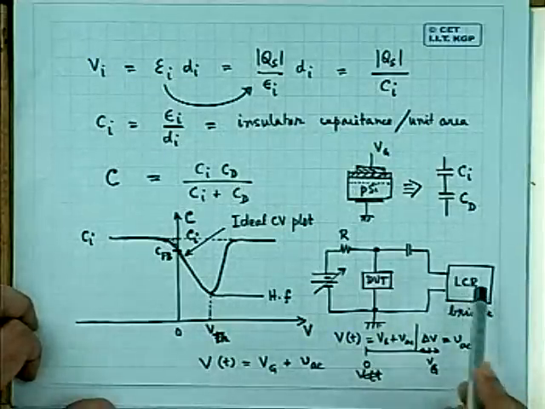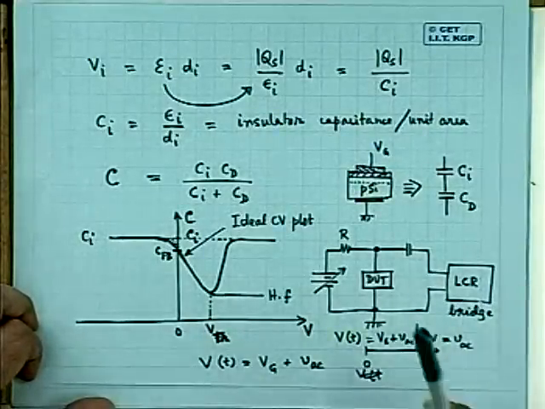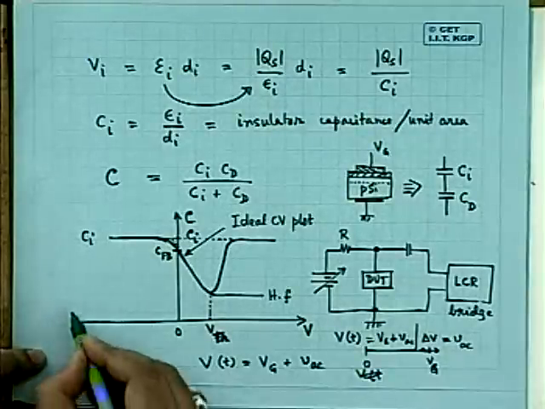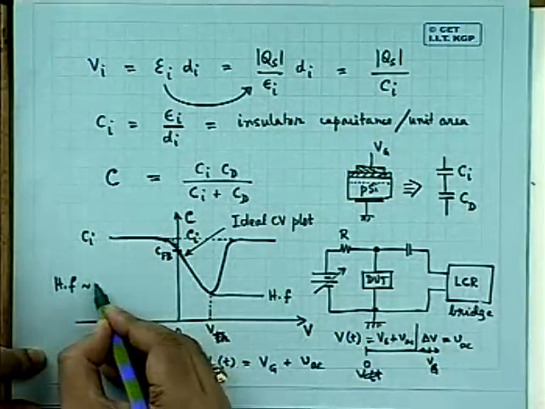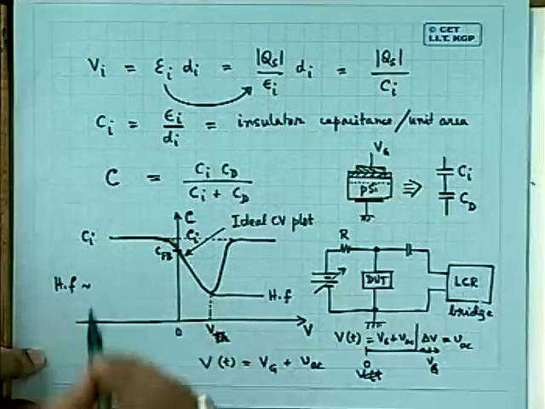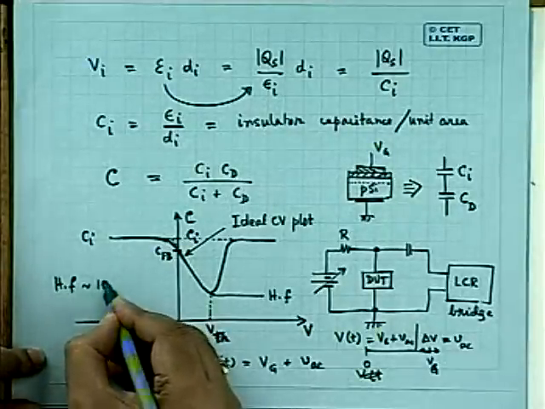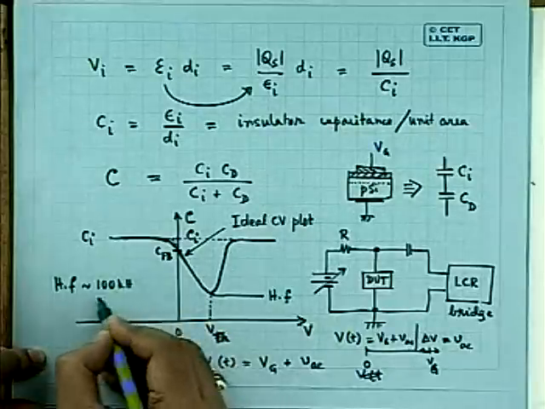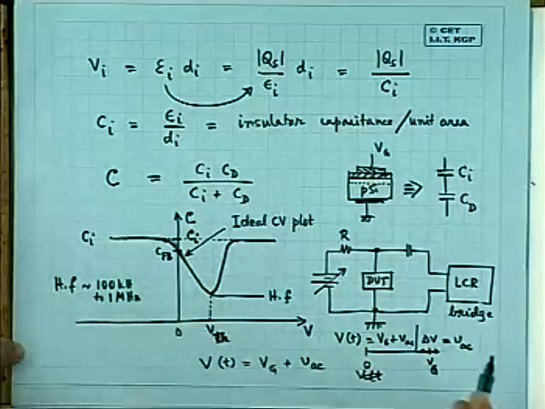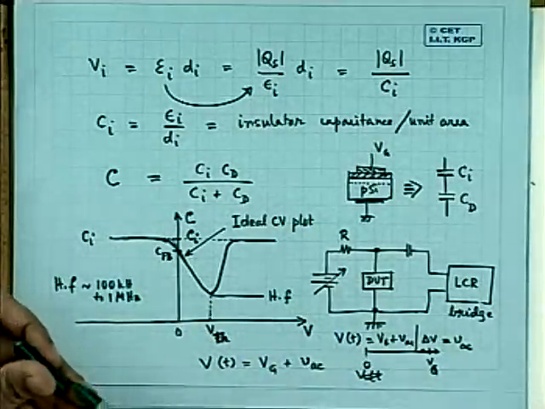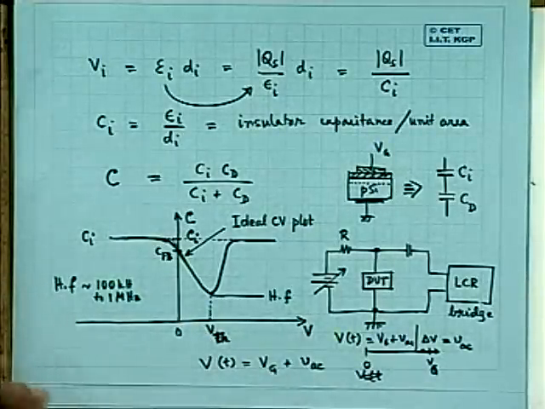High frequency typically, let me tell you, is about 100 kilohertz. By high frequency in this case I mean much more than this, some criteria say about 100 kilohertz to 1 megahertz. That I am calling high frequency. Even 10 kilohertz can also be called high frequency in this case.